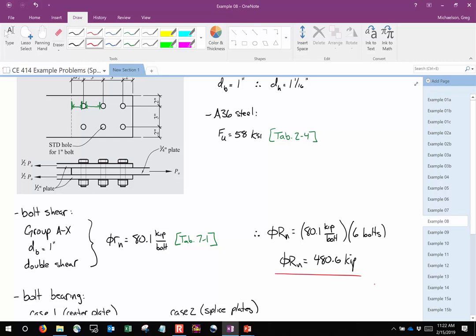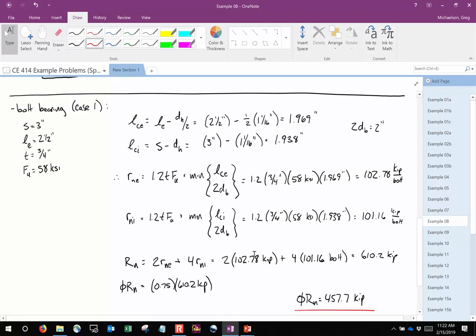You know how to do gross section yielding. You know how to do net section fracture. You know how to do block shear. So I'm not going to waste your time going through all of that on this example because you know how to do it. But there is one other thing that we need to address that we could do in-house, and that's this. Look at this. This is the word right here.